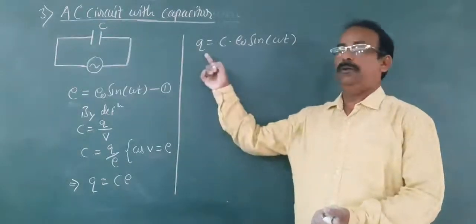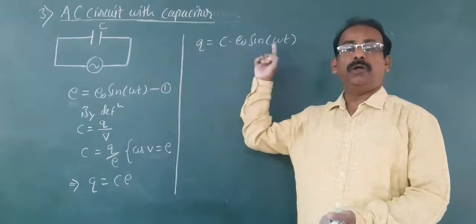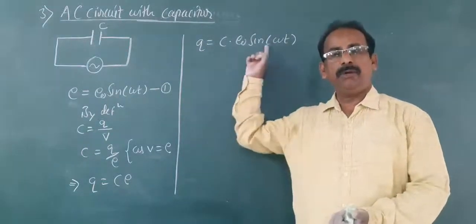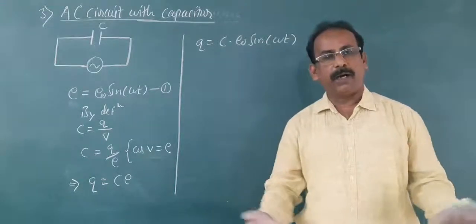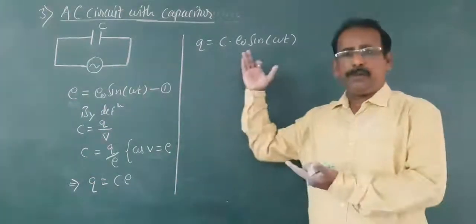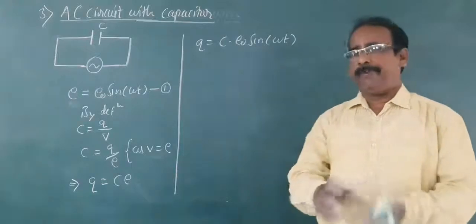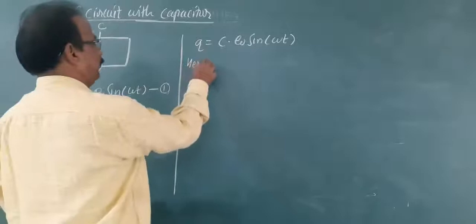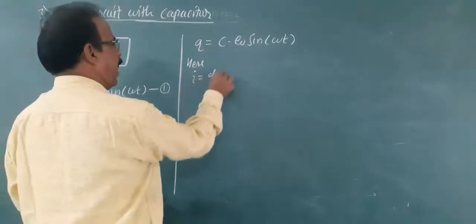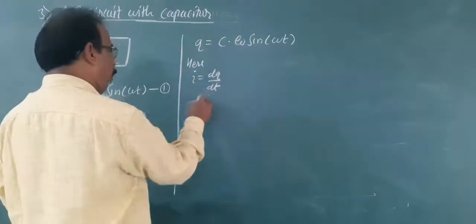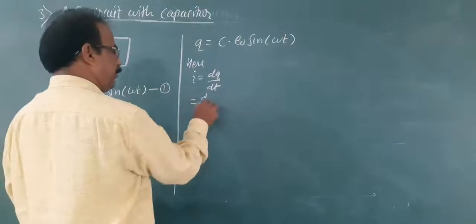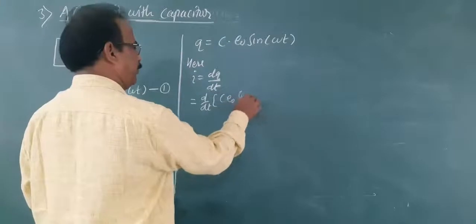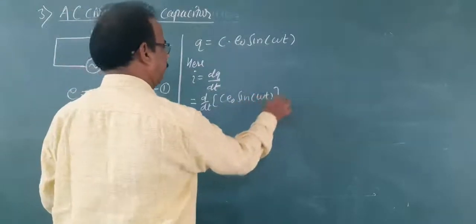See that charge depends on time. It is a function of time. If we differentiate this equation with respect to time, we get the current in that circuit. Current I we can find using dq by dt, that is d by dt of C into E0 into sine of omega t.